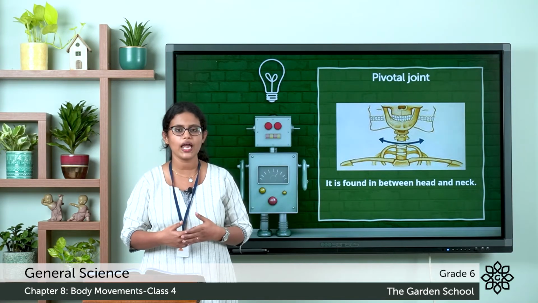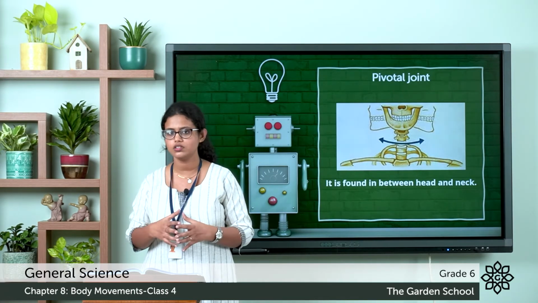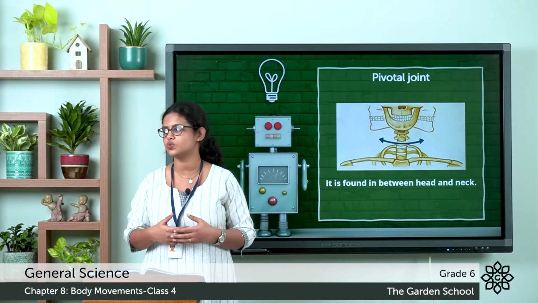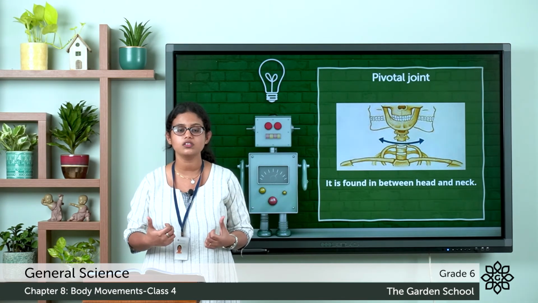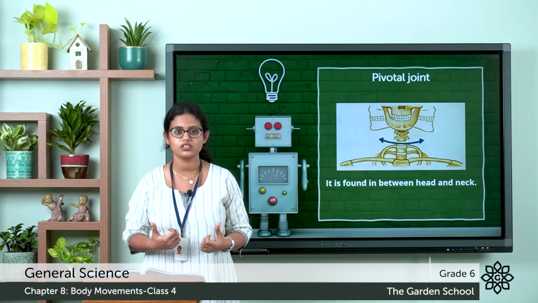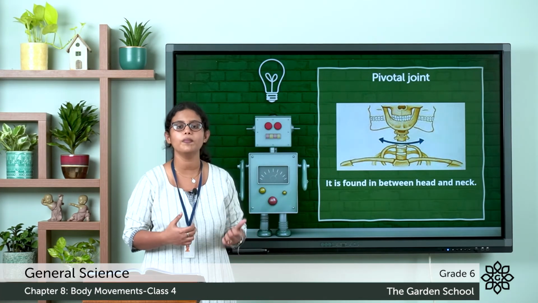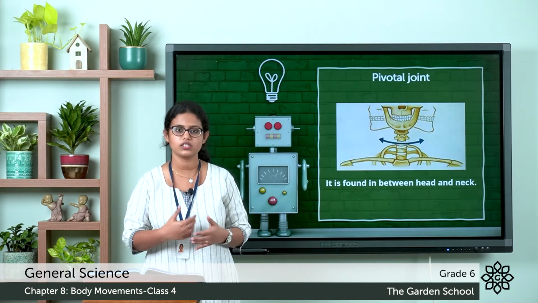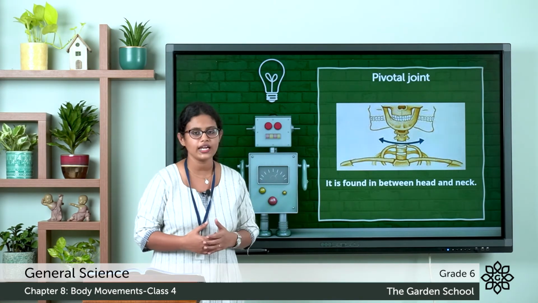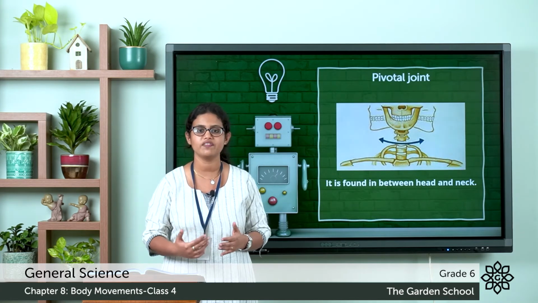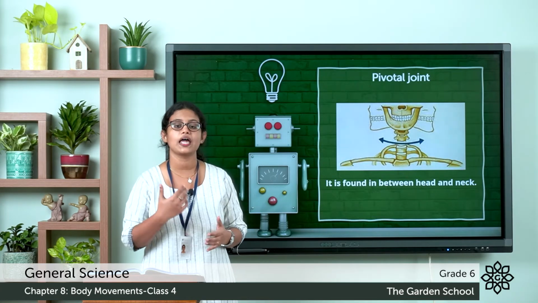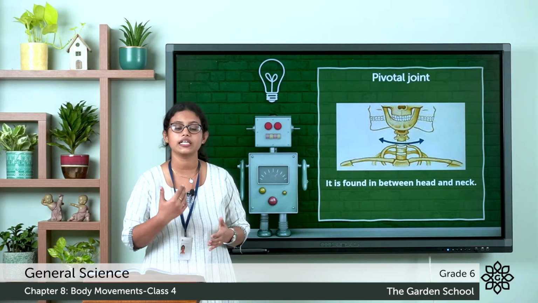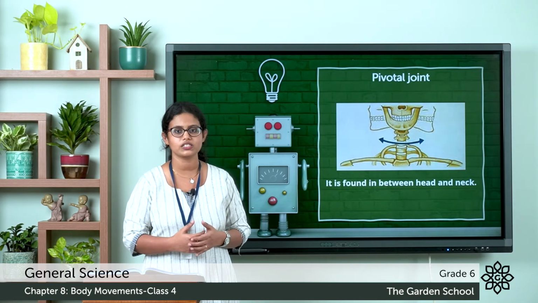When we move our head from one side to the other, the movement is restricted, right? We can move from one side to the other and after that, the movement is restricted. It is a partially movable joint which allows limited movement. So the movement of our neck is due to the pivotal joint, and the pivotal joint is a partially movable joint that allows limited movement.